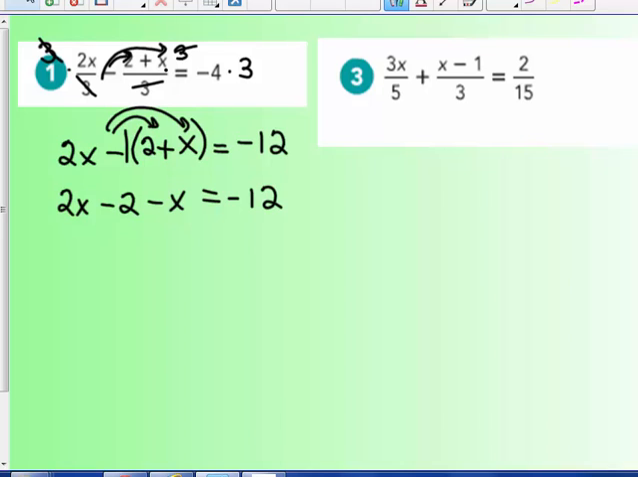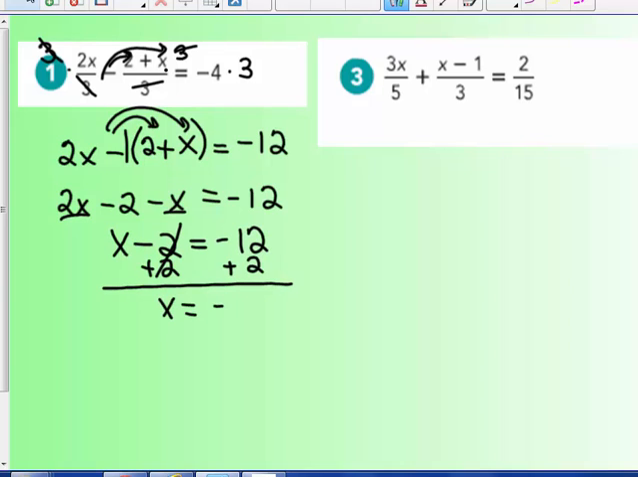2x minus x gives me an x. So these combine to just give me x. Then I have that negative 2 equals negative 12. I add 2 to both sides because I have a one-step equation here, canceling. I get x equals negative 10. Not such an easy problem to check. However, I did do it already, and I'm going to save that check for class. X is negative 10. It is the correct answer.